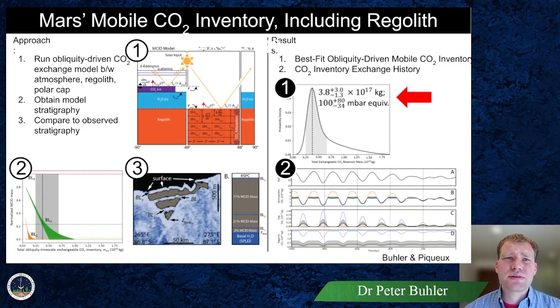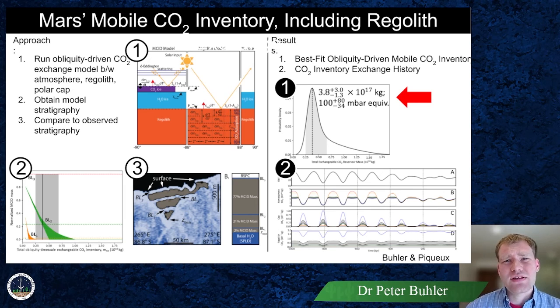The model outputs a predicted thickness of alternating layers of CO2 and water ice in the CO2 cap, item 2 on the left, which I compared to the observed stratigraphy, item 3 on the left. This indicated that about 100 millibars of CO2, or about 17 times the current atmosphere, exchanges during orbital cycles. That's item 1 on the right.